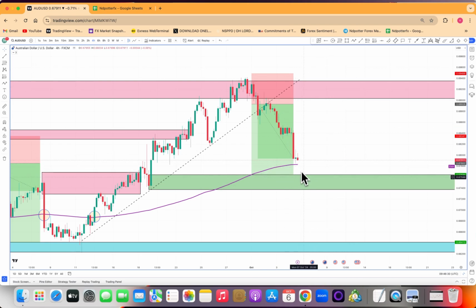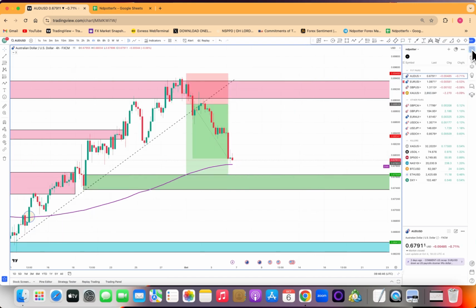I might be closing this trade when it gets here and go into a short-term long, depending on how this one plays out. But on the longer term, I'm expecting AUD USD to be very weak because the market is overpriced. So let me quickly dive into which other pair.